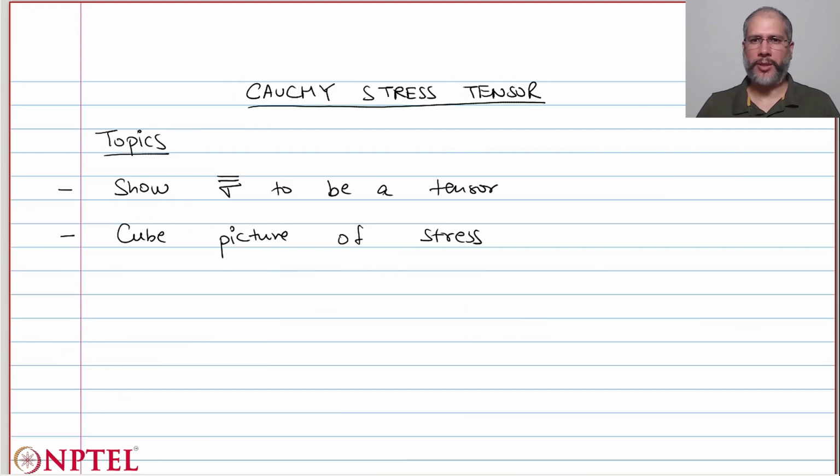The topic for today's lecture includes a discussion on the Cauchy stress tensor. Although we defined the Cauchy stress tensor last time, today we will try to understand this in a bit more detail. We will first show that sigma, which is the Cauchy stress tensor, is actually a tensor. And then we'll talk about the cube picture of stress, which is typically shown and sometimes confuses many people. So let us get into the first topic.